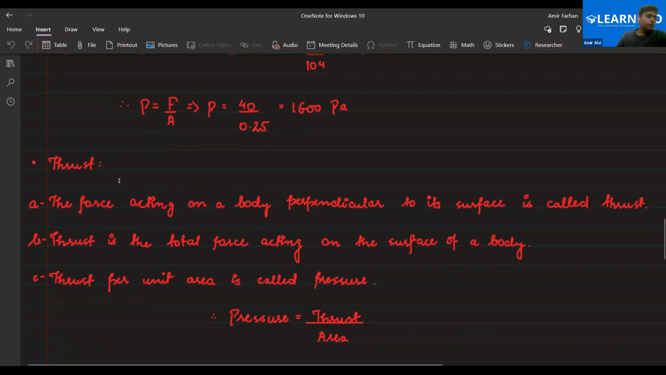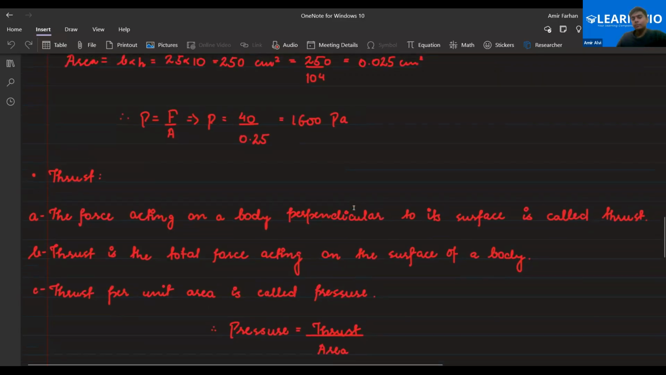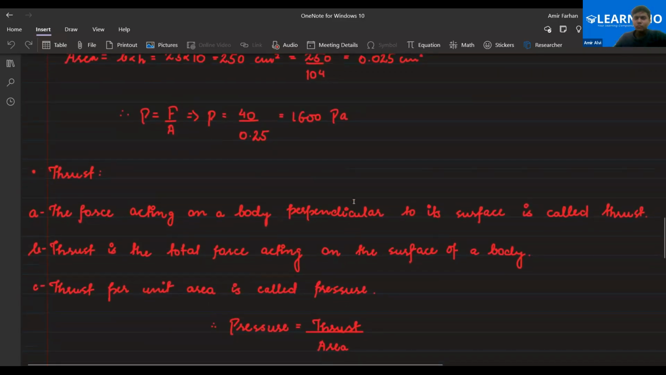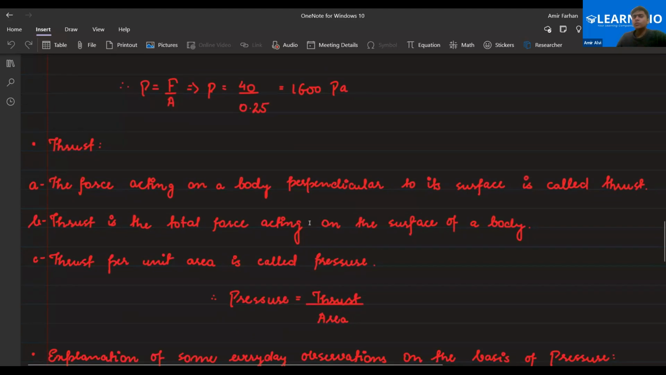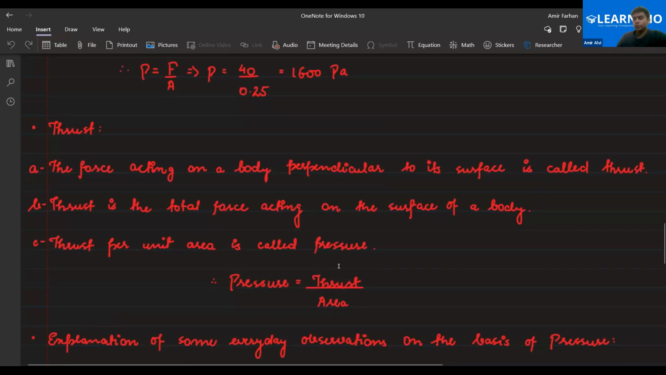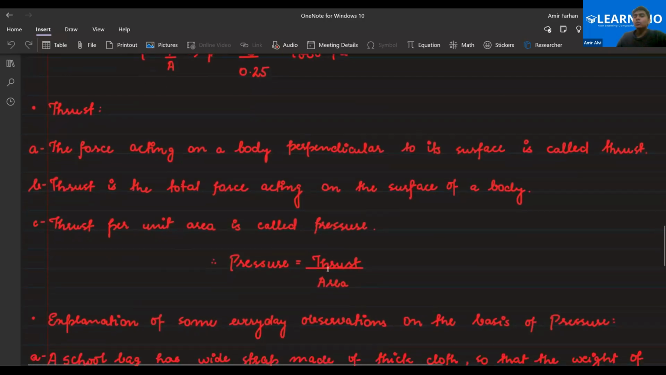Okay, now let's talk about thrust. What do you mean by thrust? Thrust is basically the force acting on the body perpendicular to its surface. Thrust is the total force acting on the surface of the body, and thrust per unit area is also called pressure. So in place of force, we can also use thrust. In most cases, the force that we will be using is nothing but the thrust, the perpendicular force acting on the surface.